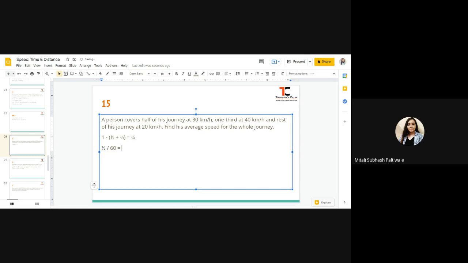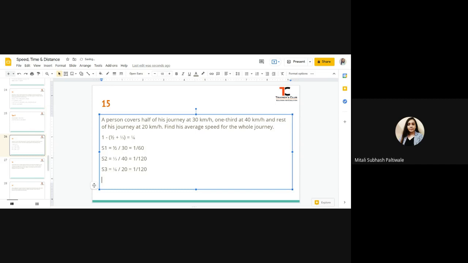Speed 1. Sorry, 30. Speed 1. This is speed 1. Okay, this will become 1 by 60. Speed 2 will become 1 by 3 by 40, so this will become 1 by 120. And speed 3 will become 1 by 6 by 20, which is nothing but 1 by 120 again.